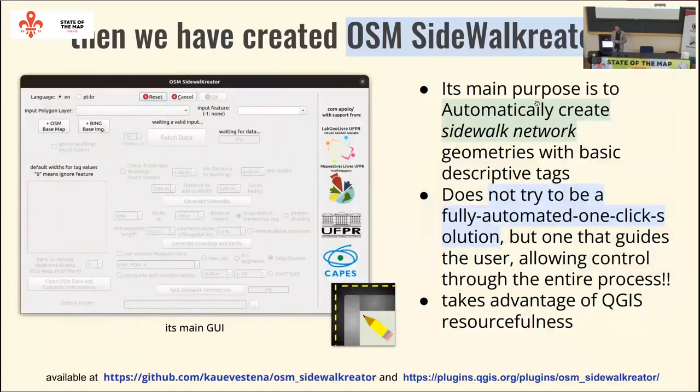Then we created the OSM Sidewalkreator. It has a graphical interface. Its main purpose is to automatically create geometries with basic descriptive tags of sidewalks. It does not try to be a fully automated one-click solution because that's a really hard task to achieve at the present moment. But it is a framework that guides the user along the process, allowing control and manual fine-tuning along the entire process.